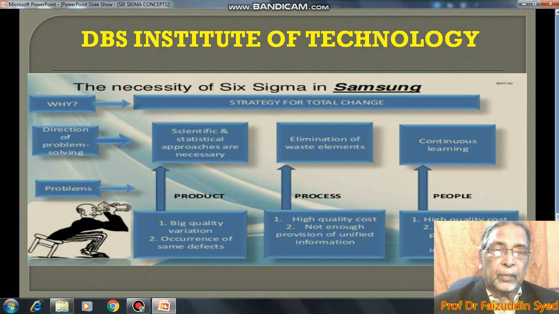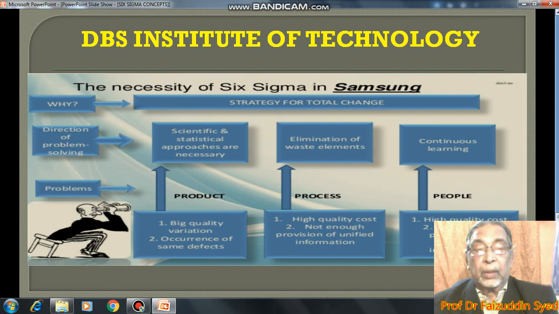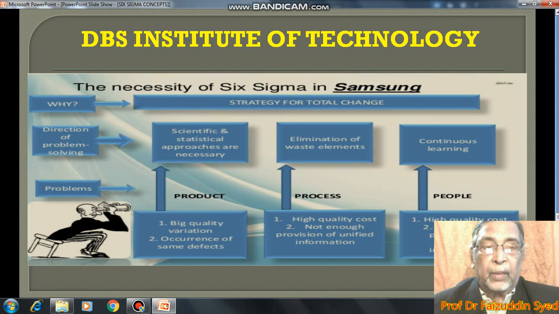The necessity of Six Sigma in Samsung. Here you are seeing some graphs on why they need Six Sigma. The direction of problem solving, how they solve the problems which have been created in the manufacture.